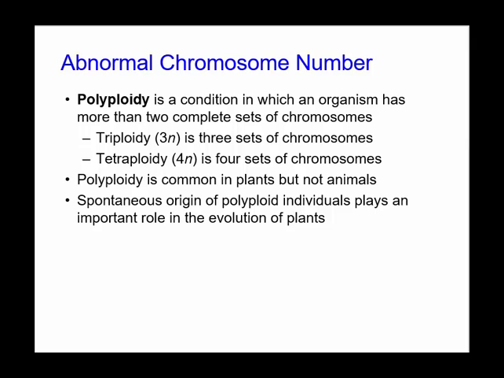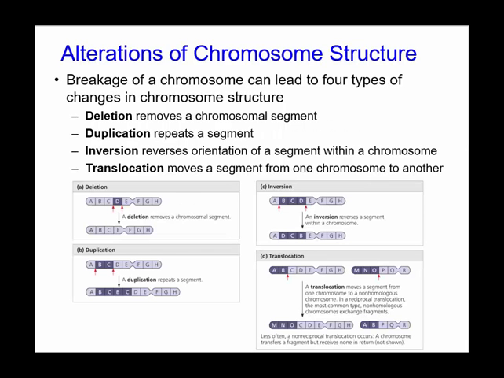All right, so let's revisit this idea of ploidy. We've talked about haploid and diploid, but you can have organisms that are triploid or tetraploid. And as I mentioned before, this additional ploidy is common in plants, but really not in animals. And this can play a very important role in the evolution of plants.